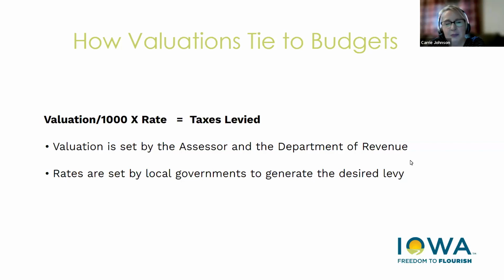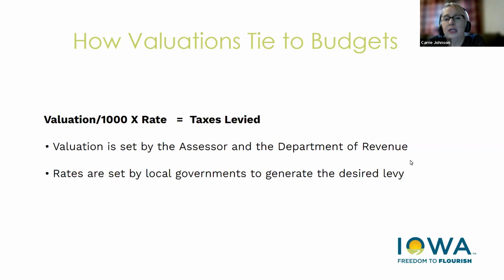Residential has been about 50%, give or take a little bit, typically. So if we think of a $200,000 house, of course it's residential class, and 50% of that would actually be taxed against. So you apply that 50% rollback, and what's left in this case would be a $100,000 taxable value. So we take that $100,000 taxable value, divide it by 1,000, and multiply it by the tax rate. And that would equal the taxes levied.